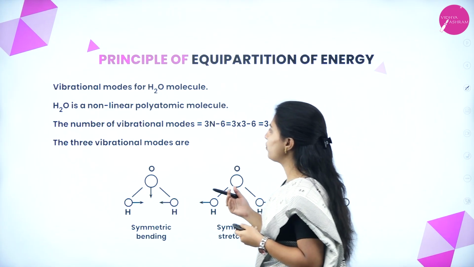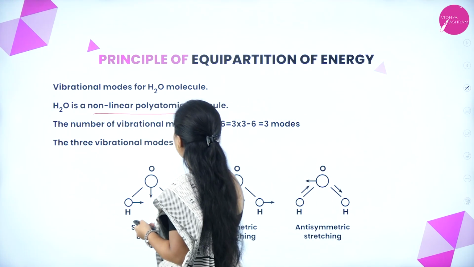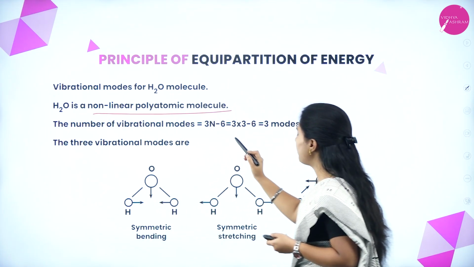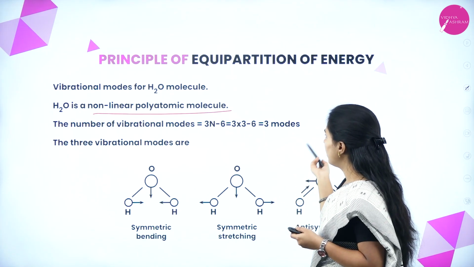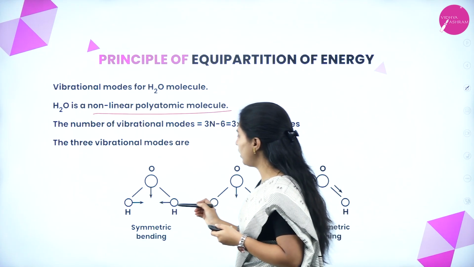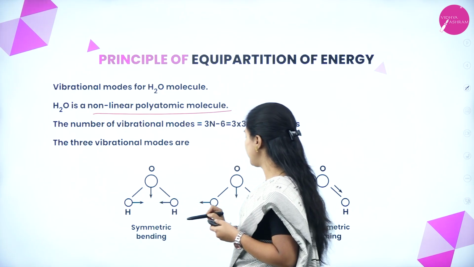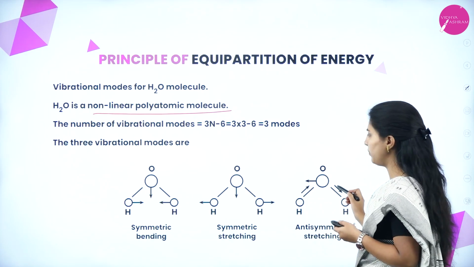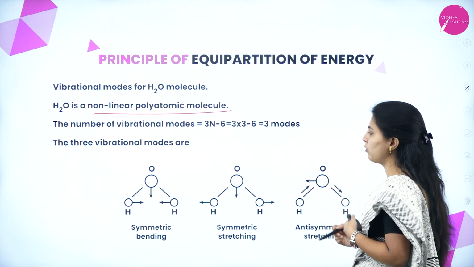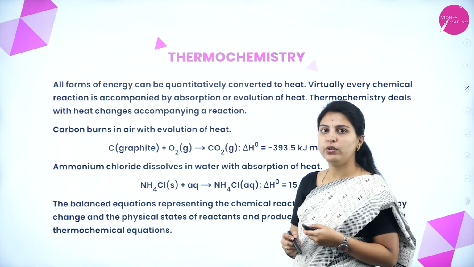Vibrational modes for H2O, a non-linear polyatomic molecule. So 3n minus 6, that is the formula. 3 into 3 minus 6 is 3 modes. The 3 modes can be symmetric stretching or anti-symmetric stretching, along with bending. So 3 modes. Next is thermochemistry.